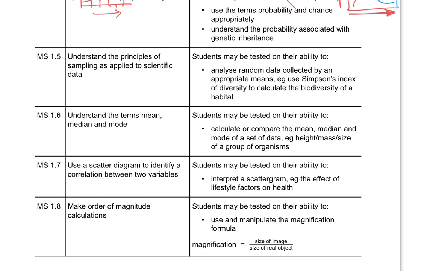1.6, understand the terms mean, median, and mode. Yeah, again, it's important to know if mean, median, and mode are all equal, then the data shows normal distribution, which means that you get that curve, like the bell-shaped curve, which is important for selection, directional selection, and understanding that.